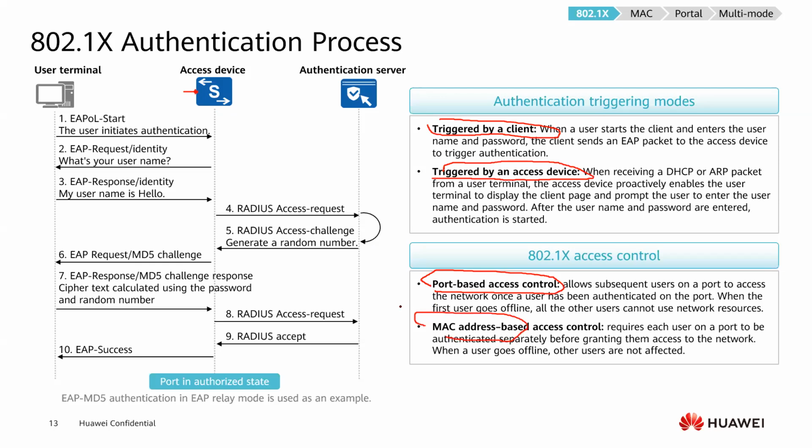That means we use the MAC address to do the authentication. Different users have different MAC addresses, so each user's admission and authentication process are independent. When one user passes the authentication, it goes online, and when it goes offline, it does not impact any other users. So this is the difference between these two access control modes.